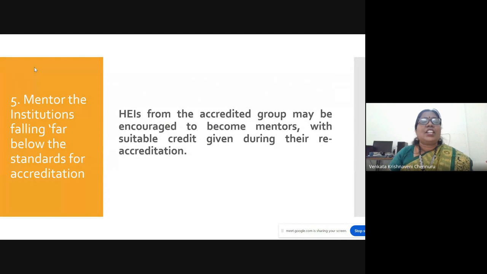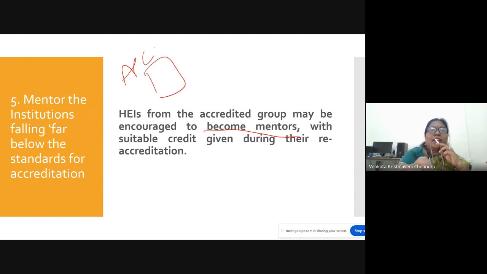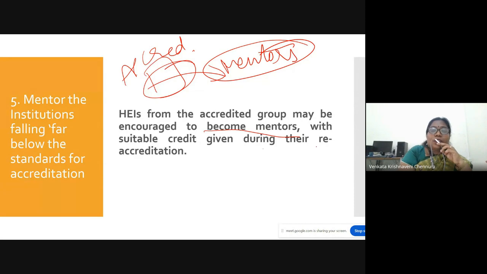Fifth point is to mentor the institutions that fall below the standards of accreditation. So this is another point which is mostly of concern. In the new framework, HEIs from the accredited group may be encouraged to become mentors, with suitable credit given during their re-accreditation. Suppose some institutions have been accredited, then among them some can be made mentors. Suitable credit means that if a particular institution acts as a mentor to some other institution for guidance on accreditation, then some credits can be given to these mentoring institutions, thereby encouraging a mentoring system and making all other institutions also come forward to participate in NAAC.